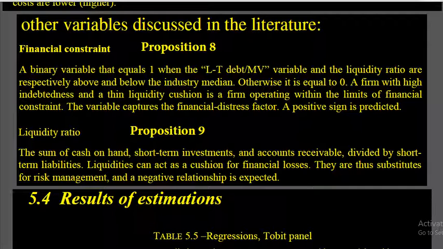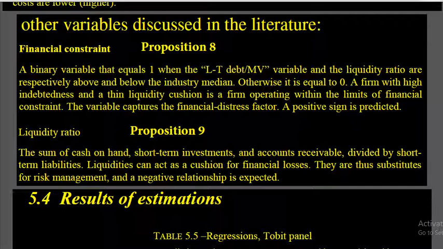It's a binary variable that equals 1 when the long-term debt divided by market value, the leverage ratio variable, and the liquidity ratio are respectively above and below the industry median. So when the leverage ratio is above the industry median, and when the liquidity ratio is below the industry median, the dummy variable takes the value 1.